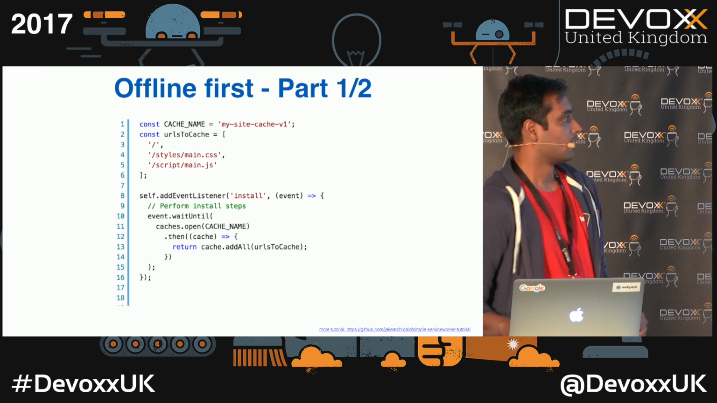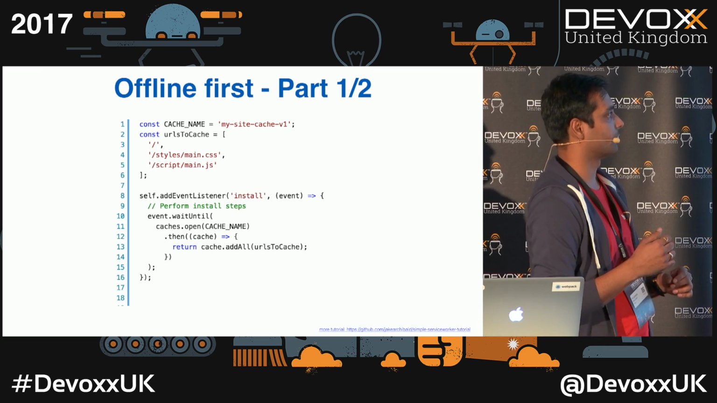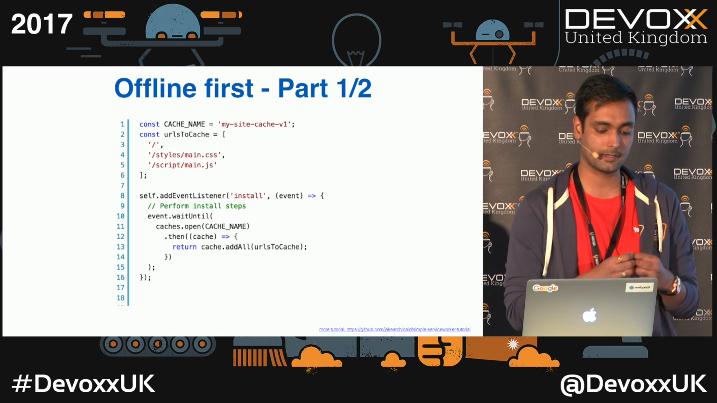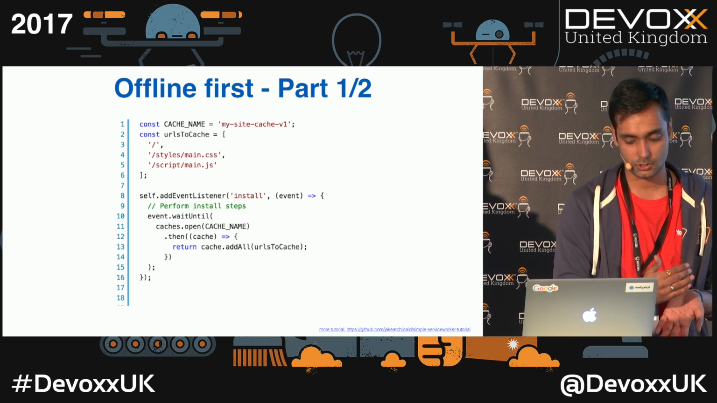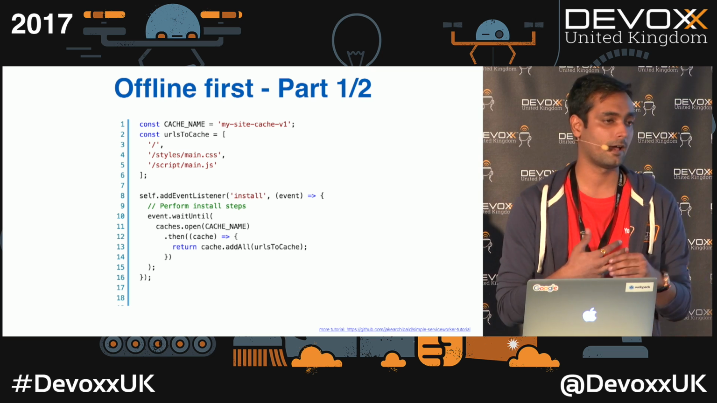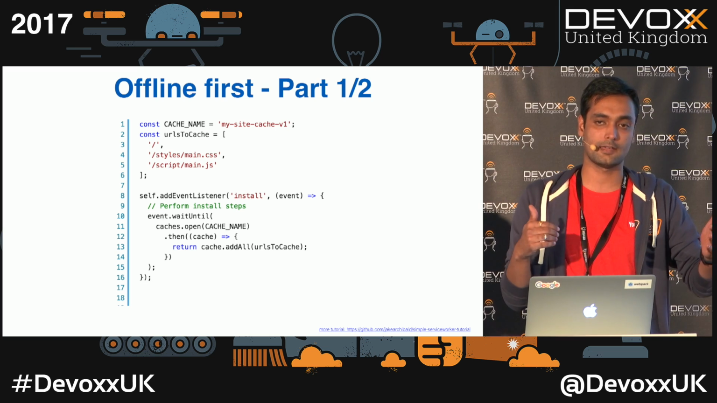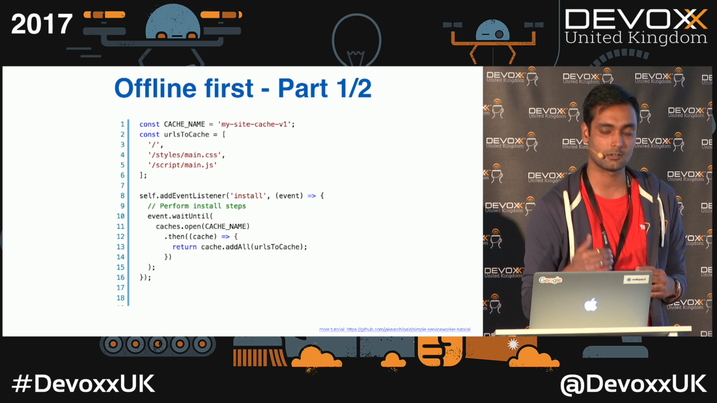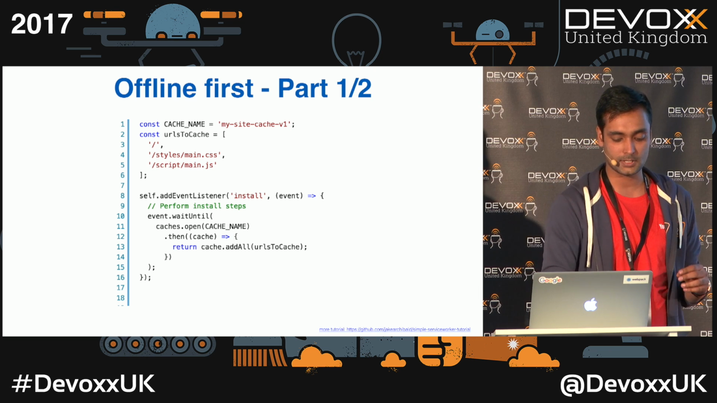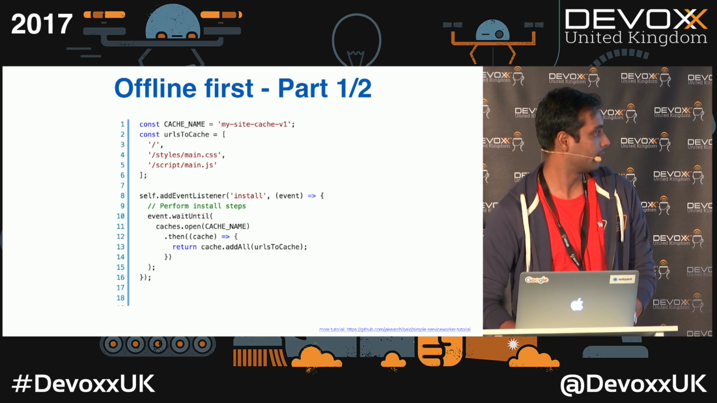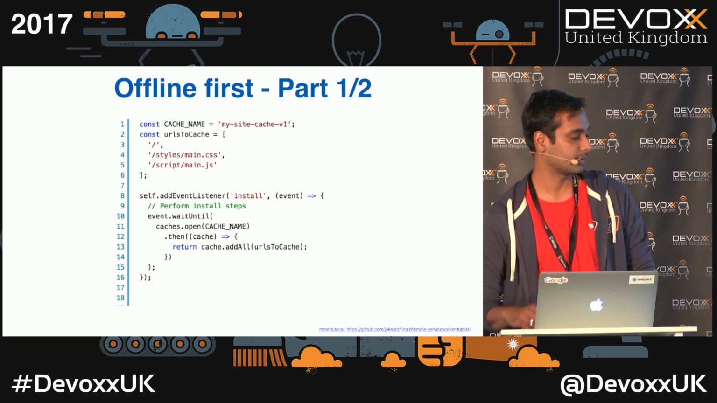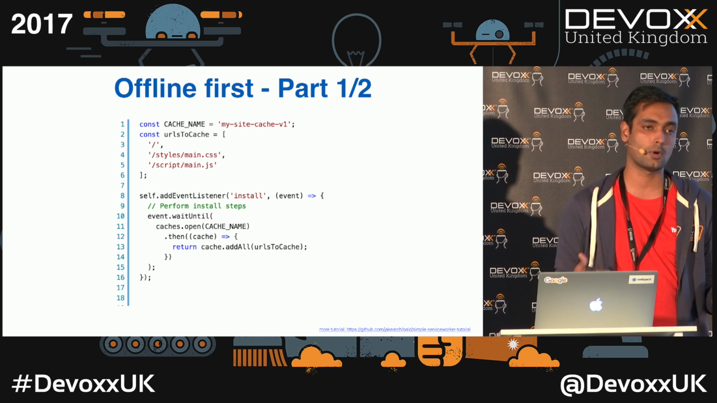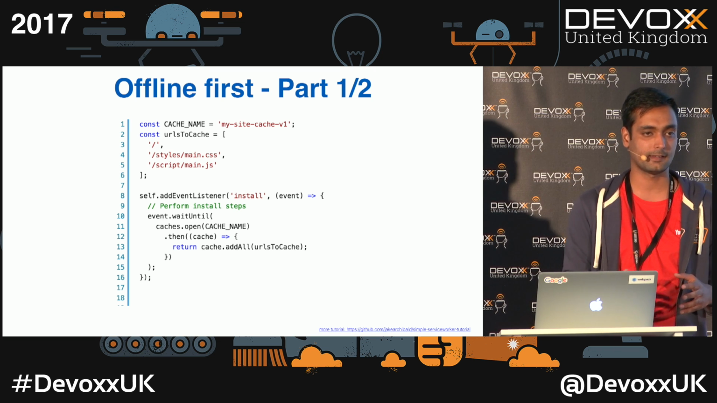Now, here is how you achieve offline first. You declare a name of the cache, you declare particular URLs to be cached, and then in the install step, as we saw, the service worker has a lifecycle, and the first event in the lifecycle was install. While installing the service worker, the browser will open the cache. In line number 11, you'll see caches.open. It will open a cache with the predefined name and add all these URLs and their responses inside the cache.